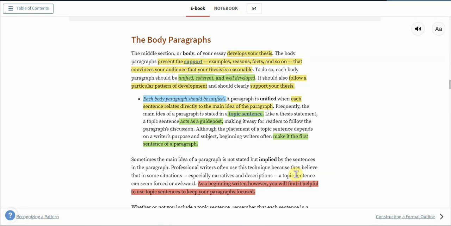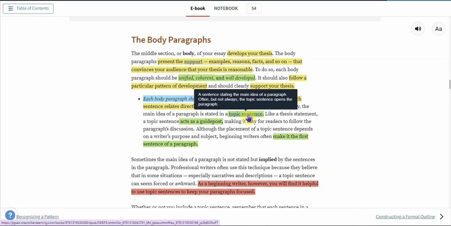So this is the middle part of your essay, and this is where you then prove your thesis, right? Every body paragraph is going to start with what we call a topic sentence. And a topic sentence, so we've got a link here, we can click here, right? It's a sentence that states the main idea of the paragraph, and often but not always opens the paragraph.